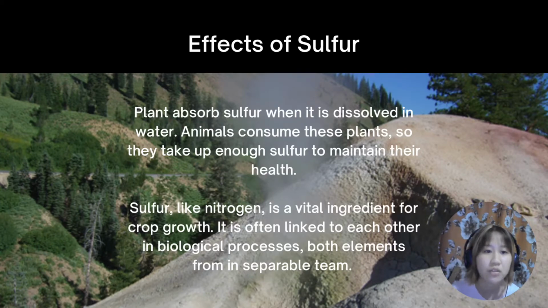The sulfur cycle is important for the functioning of proteins and enzymes in plants and in animals that depend upon plants for sulfur. Plants absorb sulfur when it is dissolved in water. Animals consume these plants so they take enough sulfur to maintain their health. On the other side, sulfur also has negative effects, such as eliminating insect life and some fish species, and it can increase acidity of the soil, which can lead to slow growth of vulnerable forests.